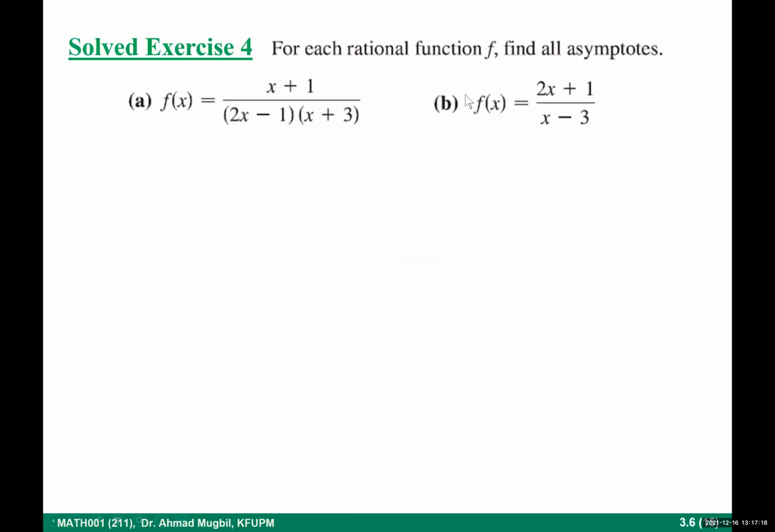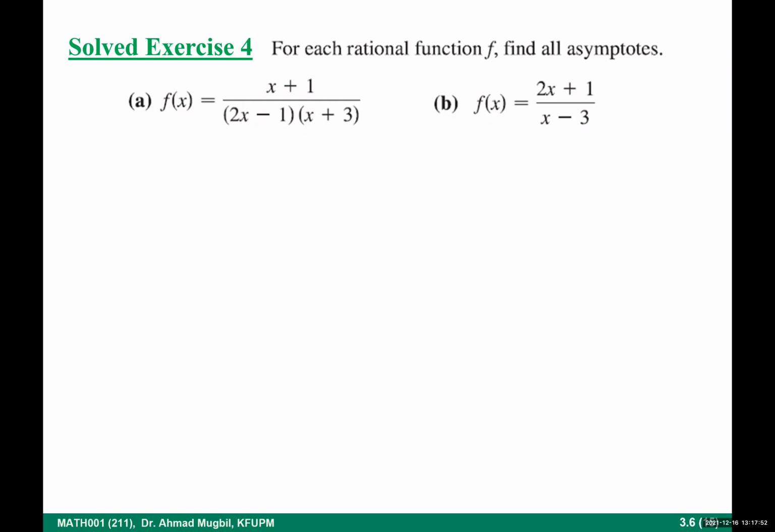What about this function in A? What is the horizontal asymptote? Y equals 0. Why is it y equals 0? The degree of the numerator is less than the degree of the denominator, so y equals 0 is the horizontal asymptote. For the vertical asymptotes, the lines x equals a half and x equals -3.